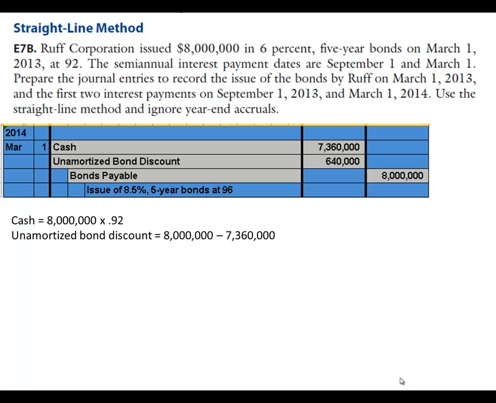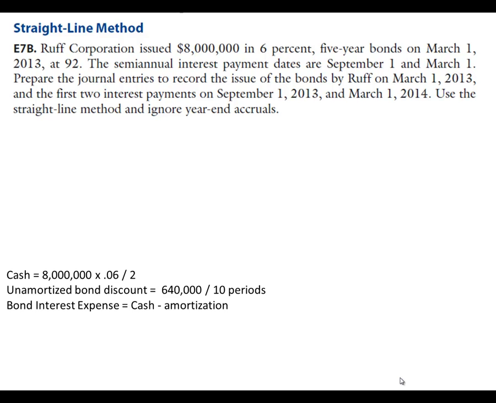So now we're ready to look at the payment of interest. So when we pay interest, we have to look at the amount of cash that we will distribute. Okay, so the $8 million times the 6% divided by 2, because we pay every 6 months. So you could also take 6 divided by 2.